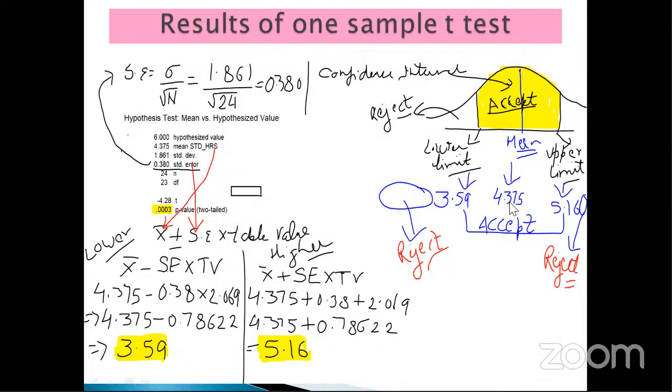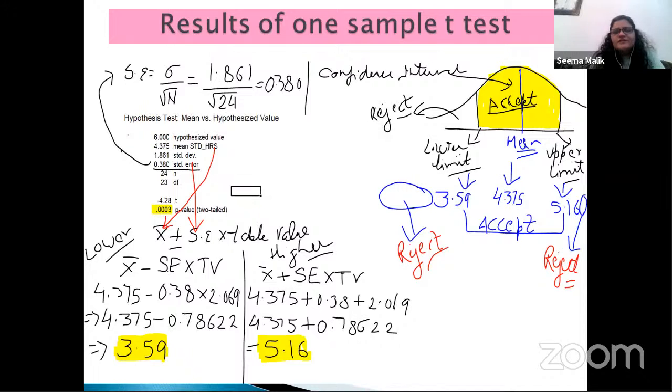Ma'am, what is the test value? I'm a little confused there. Is that the population mean we are referring to? Yes, population mean. Okay, ma'am, I want to repeat again over here.